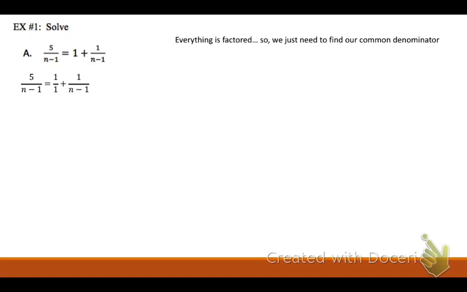Okay? So everything's factored already. So we're just going to look at our denominators. We're going to find the least common denominator. We have n minus 1, we have 1, and we have n minus 1 again. 1 goes into n minus 1. So our least common denominator is n minus 1. Every time you state the least common denominator, you have to state restrictions. So you have n minus 1 cannot equal 0. Add that 1 over, so that means n cannot equal 1. We're done with the restriction.